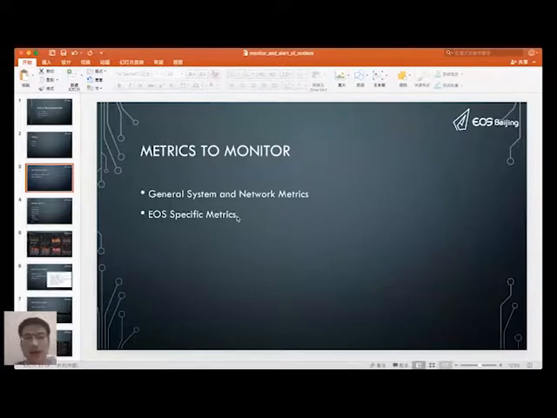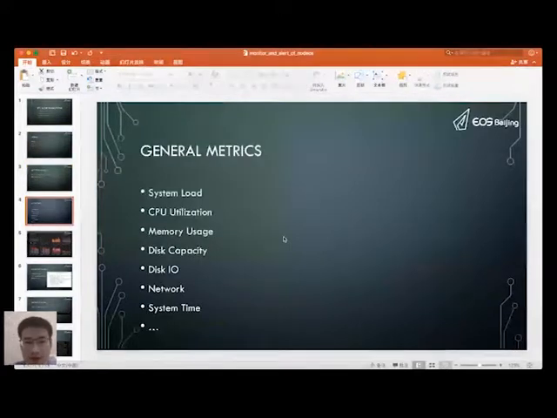So first is the general metrics, and I won't talk about them much here because you can search a lot of information on the internet. These are just some general metrics that you would like to monitor: the system load, the CPU utilization, the memory usage, the disk capacity, the disk I/O, the network, the system time, and something else.